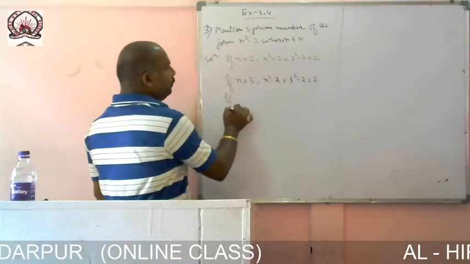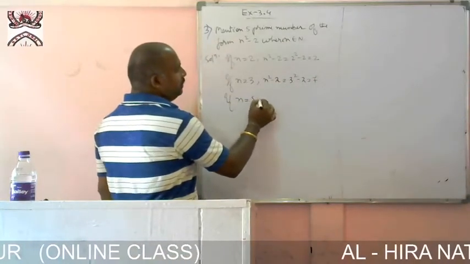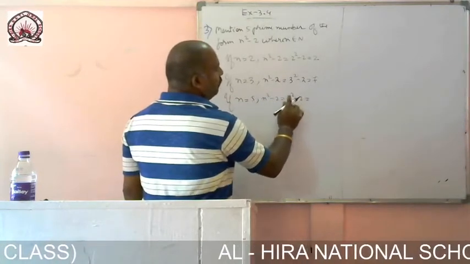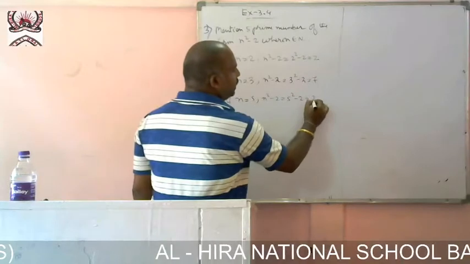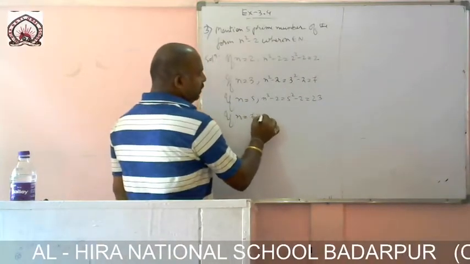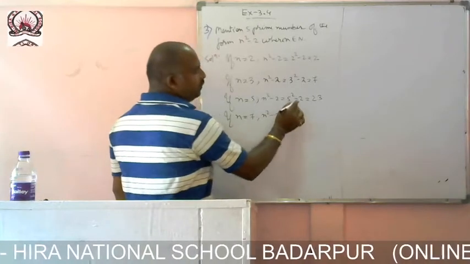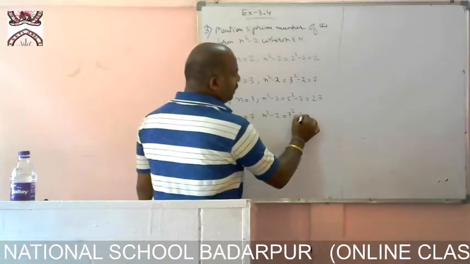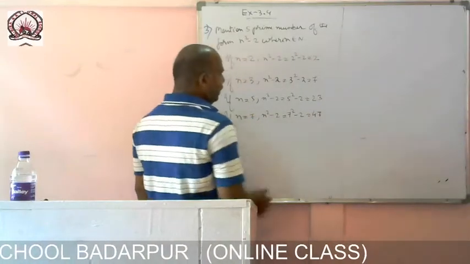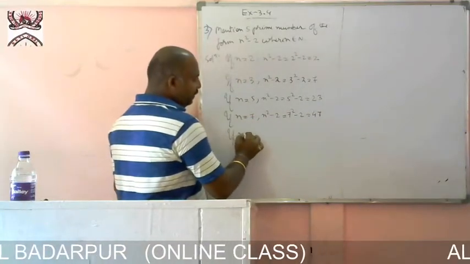Now again if we put n equal to 5, then n square minus 2 equals 5 square minus 2, 5 square is 25 minus 2, we are getting 23. Then if I put n equal to 7, n square minus 2 is 7 square minus 2, 49 minus 2 is 47.